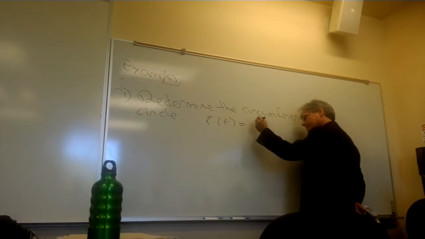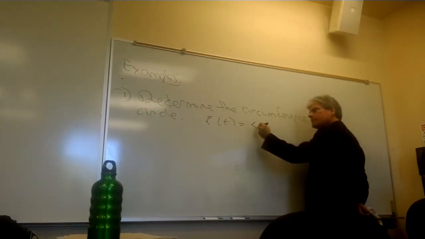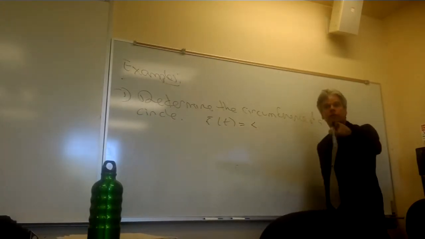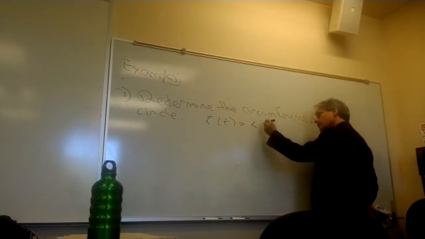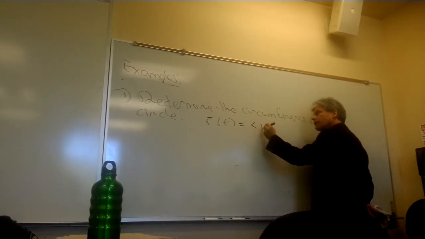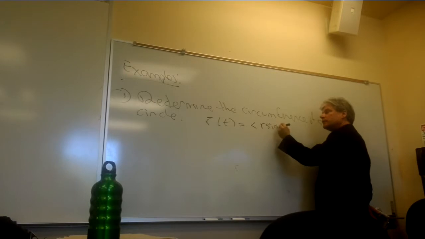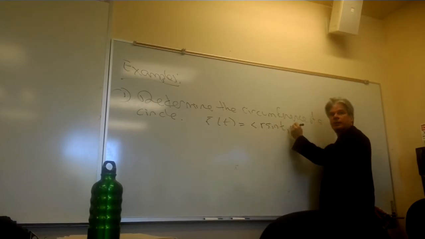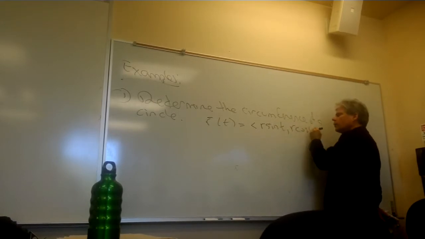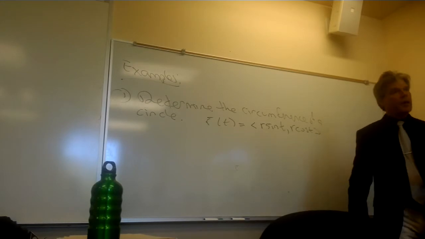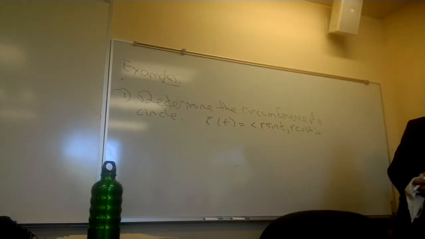Well, you could write a vector from the center out to the edge and then rotate it around. So what will those components look like? Radius times sine t, and the next one will be r cosine t, or vice versa, the order is not important. That's a vector representation of the circle, isn't it?